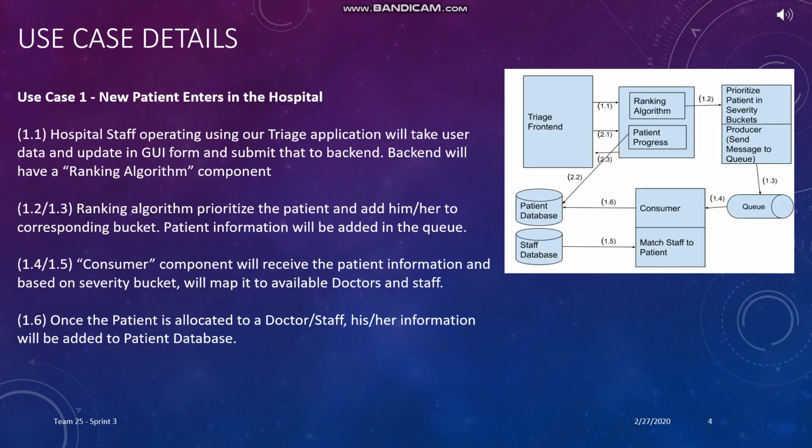Now let's see the details for use case 1. The patient information will be entered through the triage front end, and then the information will go through our ranking algorithm at the back end. The ranking algorithm will then prioritize the patient and add the patient to the corresponding severity bucket. Patient information will then be added into the queue through the producer.